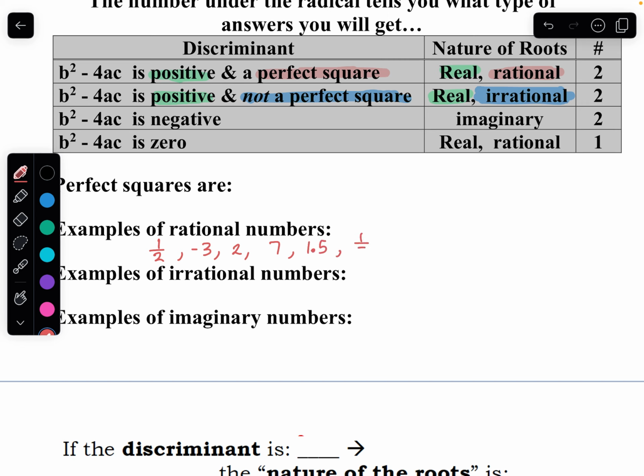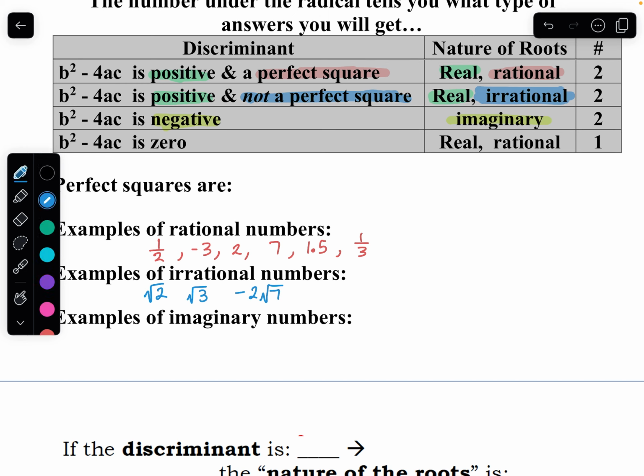You can have 1/3. Any number that can be written as a fraction or whole number is considered rational, whereas your irrational numbers are going to have square roots that can't be written as decimals. So square root of 2, square root of 3, you can have negative square root of 7. All of these would be really ugly decimals that don't repeat, have no pattern, and can't be written as fractions.